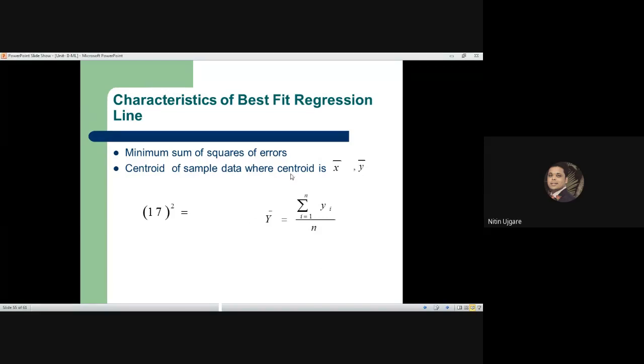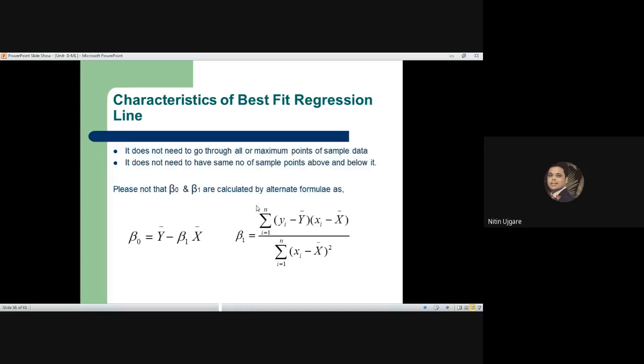So the centroid of the sample data is always represented as x bar and y bar. So x bar is the centroid of the x values and y bar is the centroid of the y values. Now, another characteristic of the best fit regression line: it does not need to go through all or the maximum points of your sample data, as well as it does not need to have the same number of sample points above and below it. So these two properties are very important.